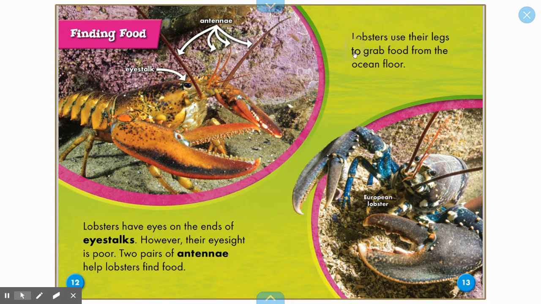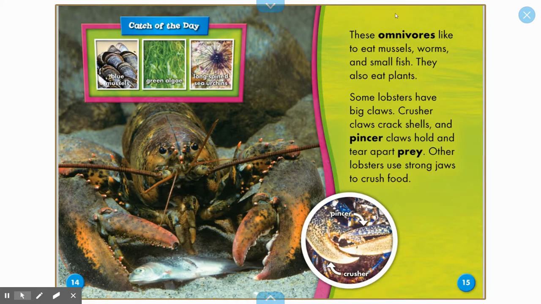Lobsters use their legs to grab food from the ocean floor. Then we have a picture of the European lobster. These omnivores like to eat mussels, worms, and small fish. They also eat plants. Some lobsters have big claws. Crusher claws crack shells, and pincher claws hold and tear apart prey. Other lobsters use strong jaws to crush food.